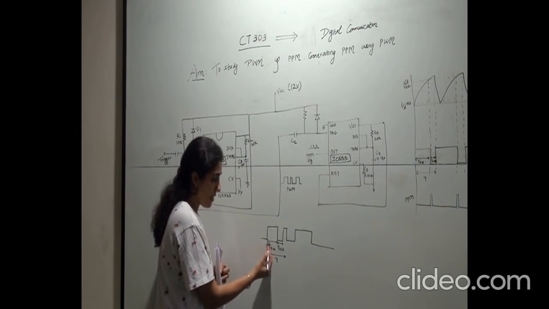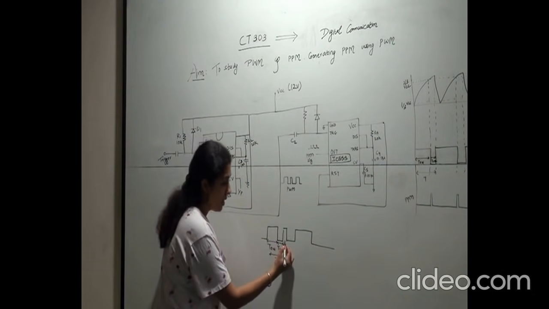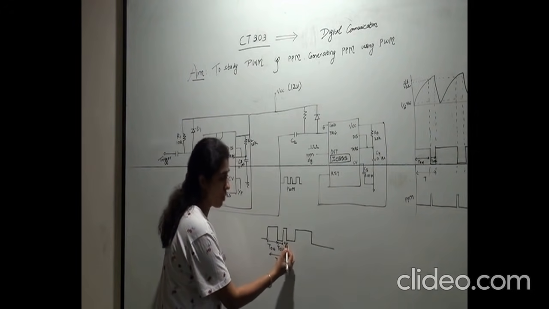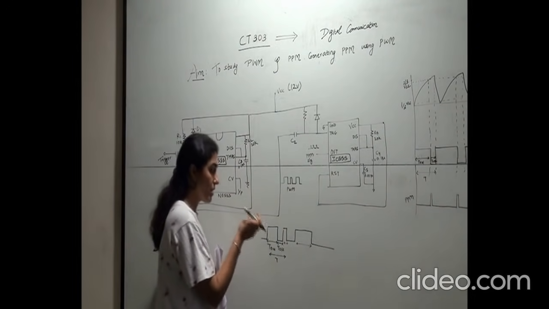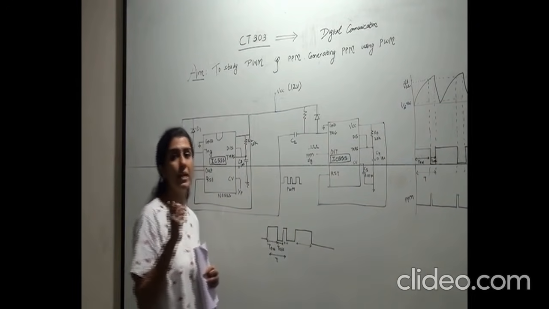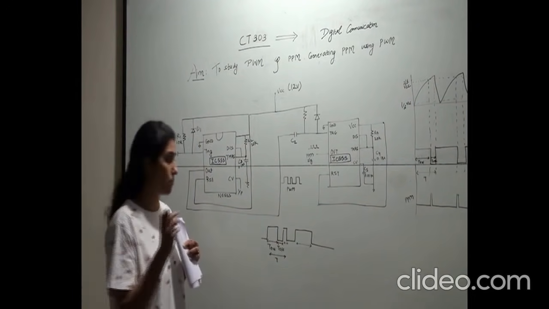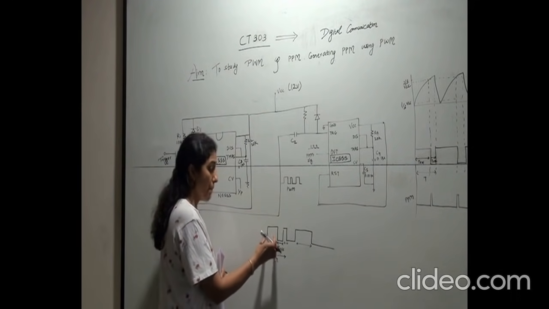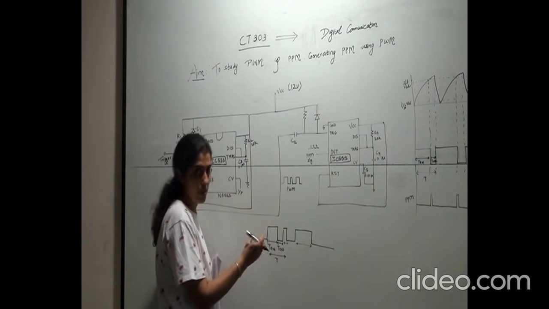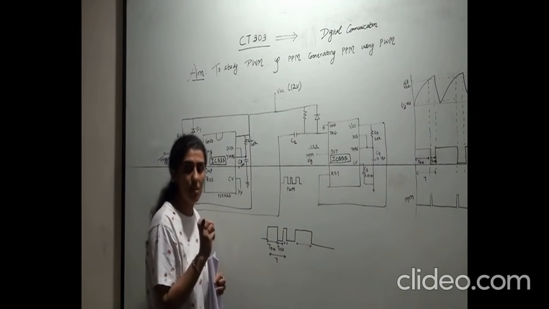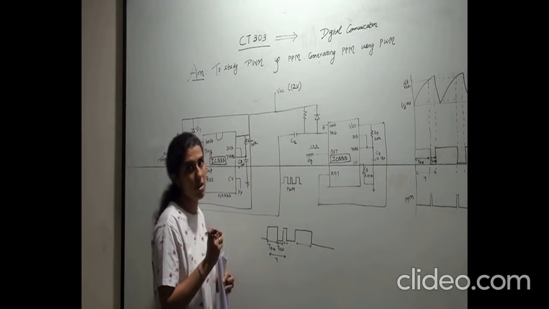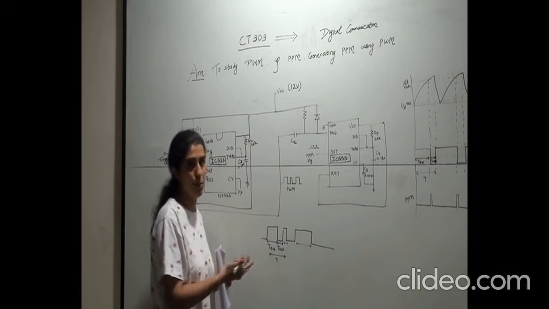So here my T on is greater than my T off. Here I am getting a different width of T on. Here I am getting another different width of T on. So basically this is the output of my PWM. PWM has pulses which have different widths, different T on times. The T time remains the same, but the T on time changes. So that is my PWM.